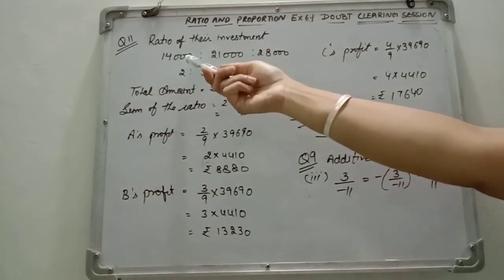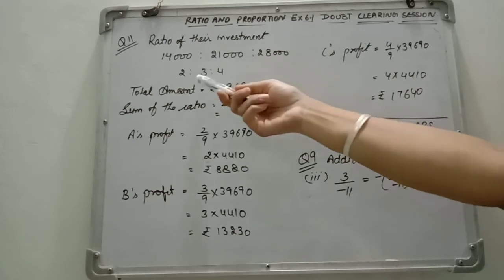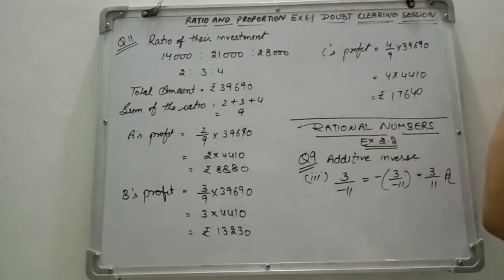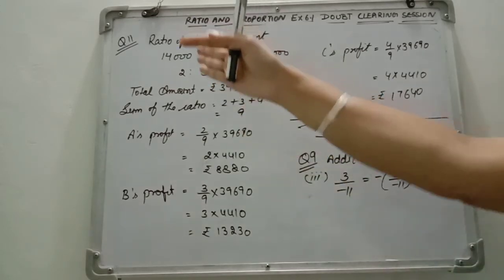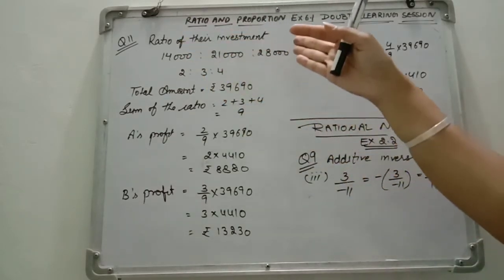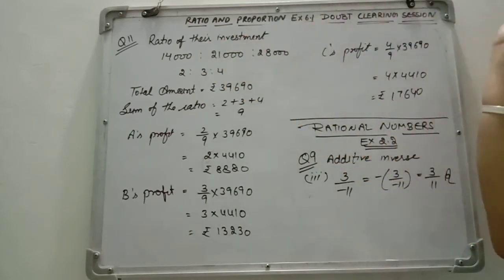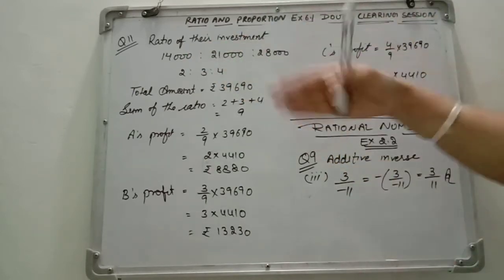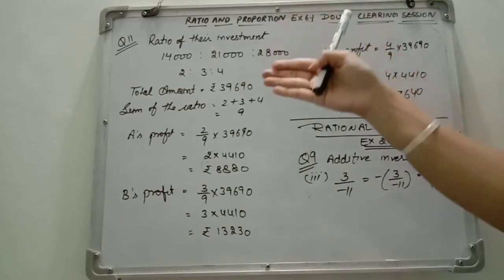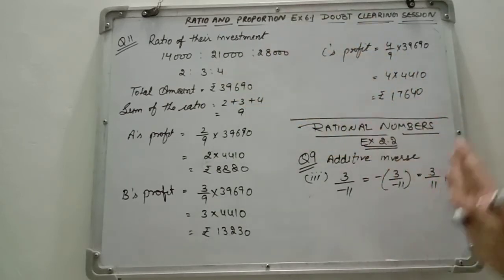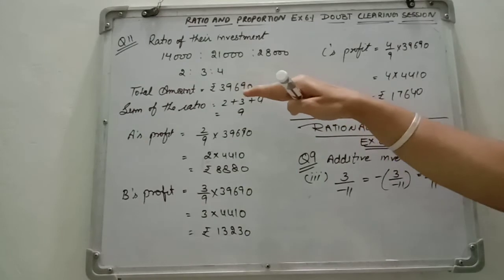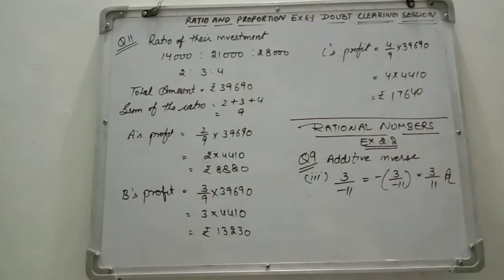Basically we are using the table of 7, not 7000. 7 2s are 14, 7 3s are 21 and 7 4s are 28. 3 zeros cut with 3 zeros cut with 3 zeros. Okay, we convert our ratio into the simplest form, 2, 3 and 4. Okay, total amount is given to you, 39,690.